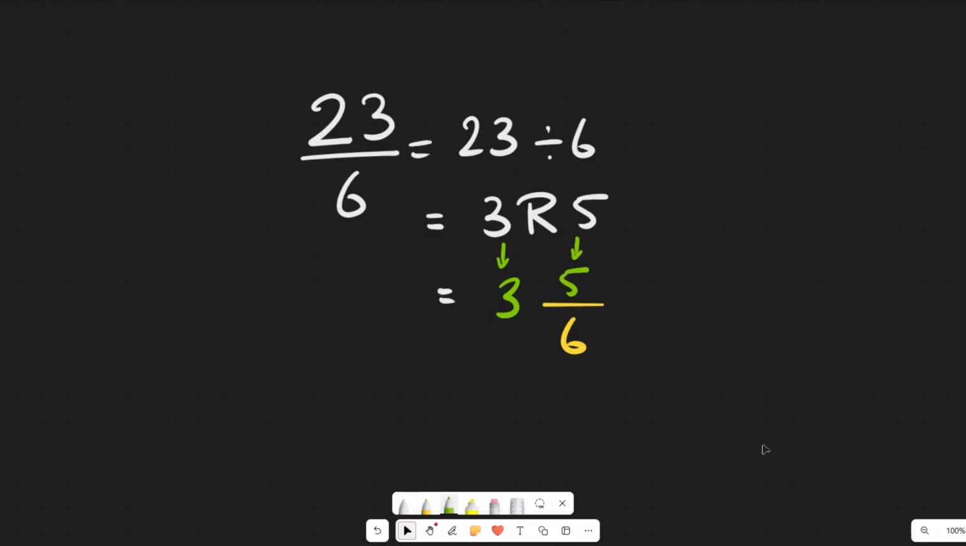Let's double check our answer. Let's turn it back into an improper fraction. So as I said, the denominator stays the same, and how do we find the numerator? You'll apply the cycle. Multiply and then add. So 6 times 3, that's 18. 18 plus 5, that's 23. And there we go. We have the same answer, and that's how we do it.